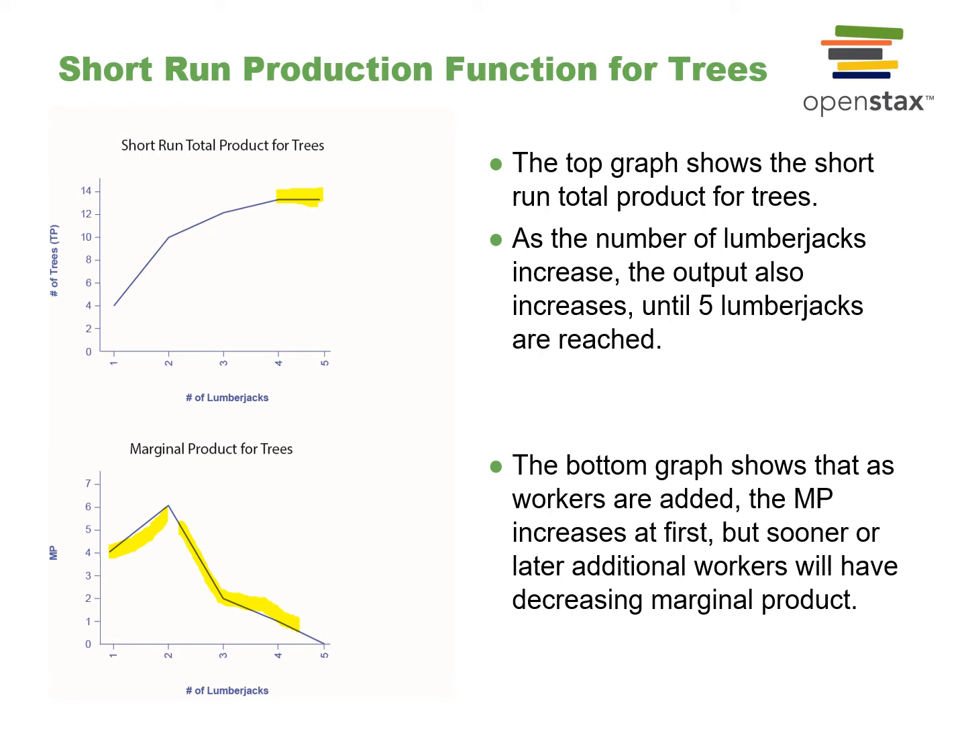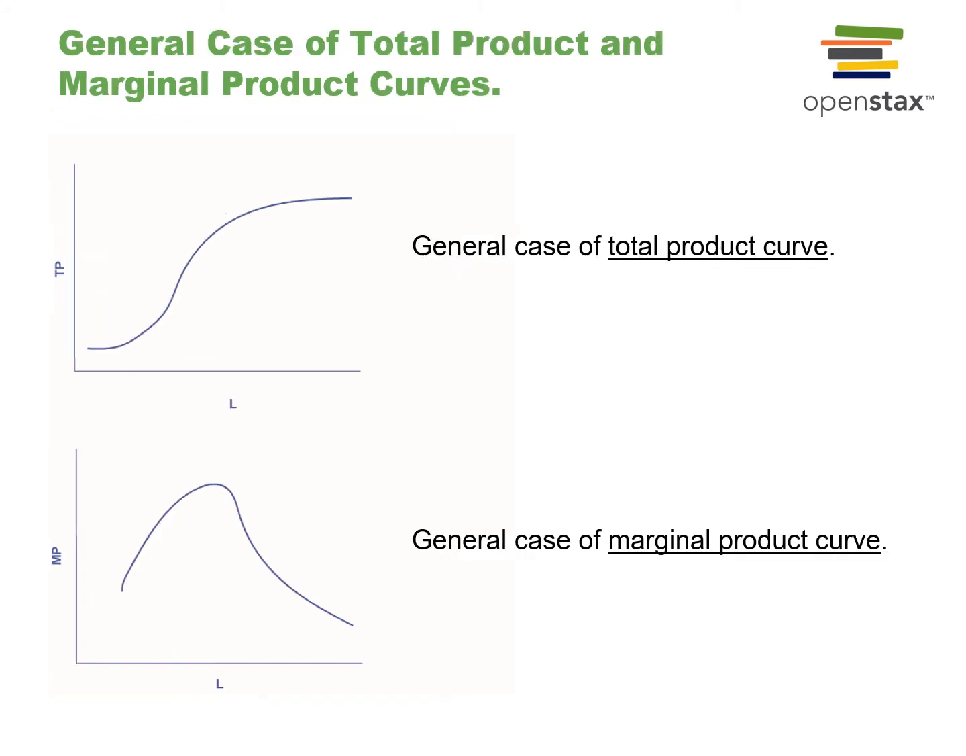The MP will be increasing at first, but sooner or later, the additional workers will decrease marginal product. Here you have a general case for the total product curve and the marginal product curve. You might want to remember these shapes and be able to identify them. They'll probably be on a test.